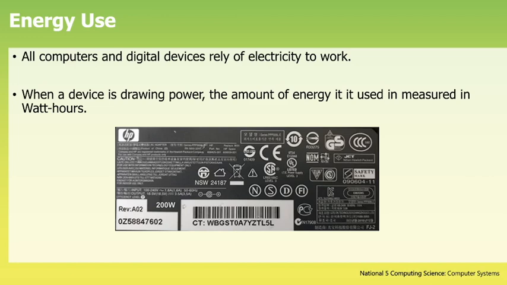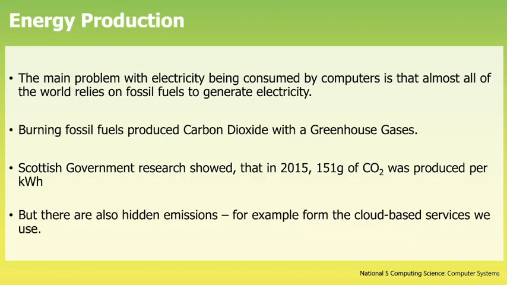So for example, here's a picture from the back of a laptop where it is using 200 watts per hour. So if I'm using this laptop for 3 hours a day, I would be using 600 watt hours of electricity. If I'm using this laptop for 3 hours a day, every day of the year, so that's 1,095 hours, that equates to 93,075 watt hours, or 93.075 kilowatt hours.